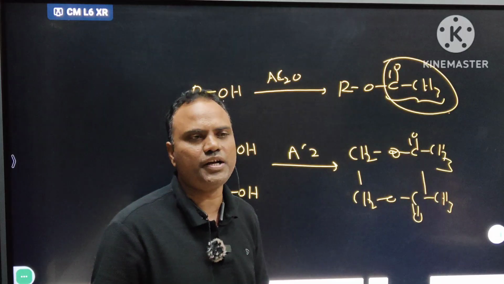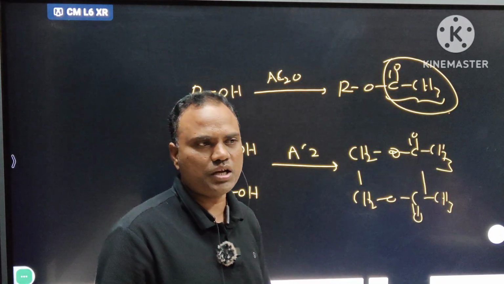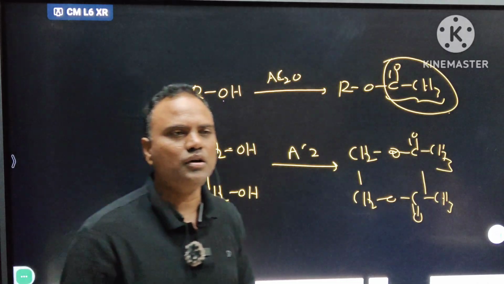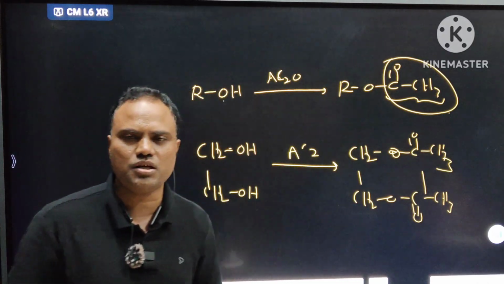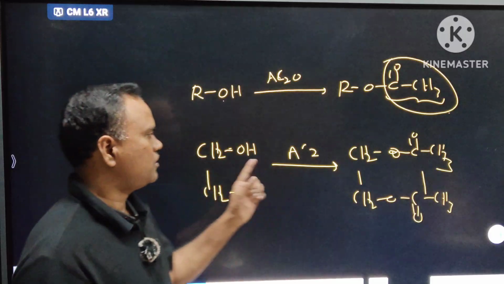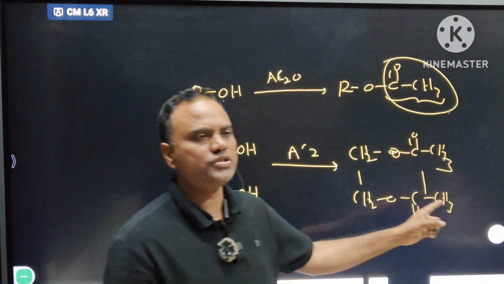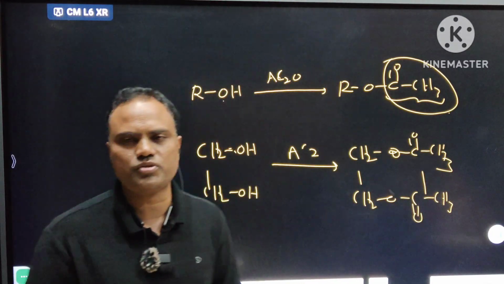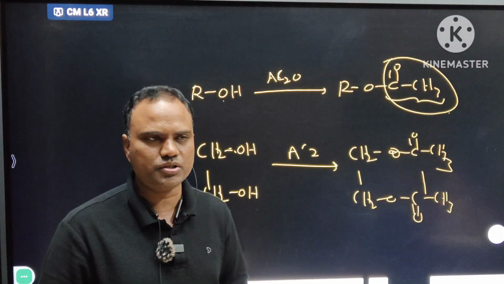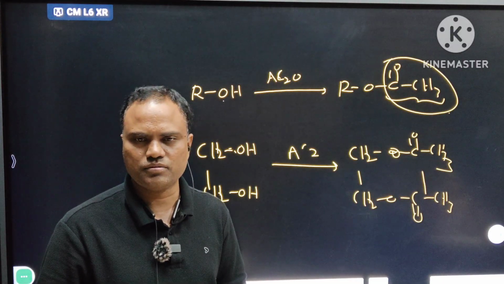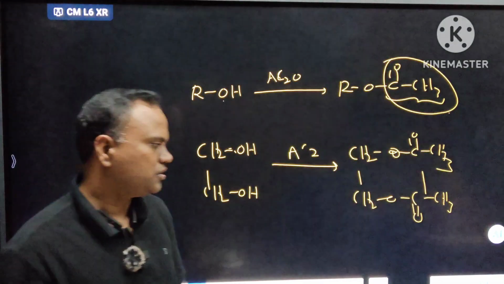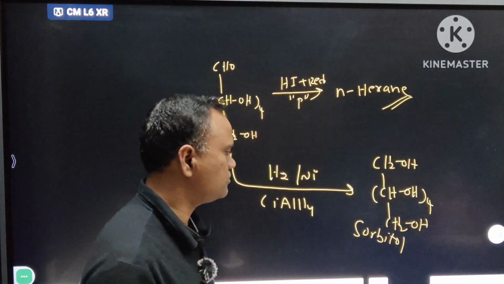Glucose when treated with acetic anhydride produces a pentaacetyl derivative, which means 5 OH groups are present in glucose. If 2 OH groups are present, diacetyl derivative; if 5 OH groups are present, pentaacetyl derivative. Okay. These are the tests. Clear? Next, another important one.